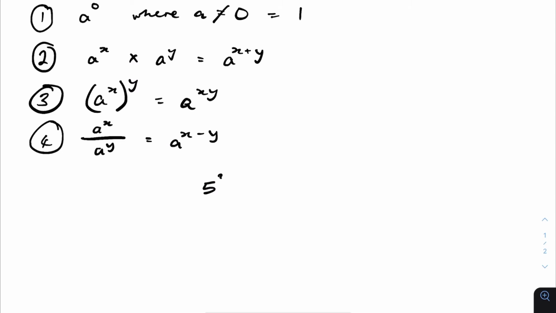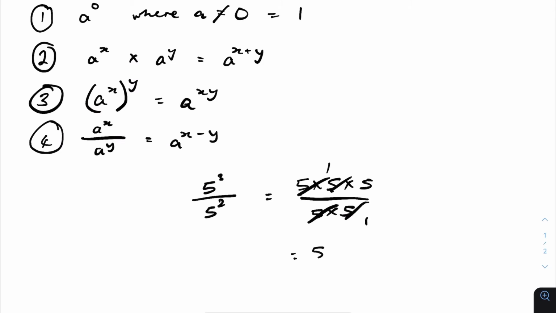Let's say we had 5 to the power of 3 over 5 to the power of 2. Well, that's equal to 5 times 5 times 5 over 5 times 5. And these 5s all cancel out to give 5, which is the same as 5 to the power of 1, which is the same as 5 to the power of 3 minus 2.